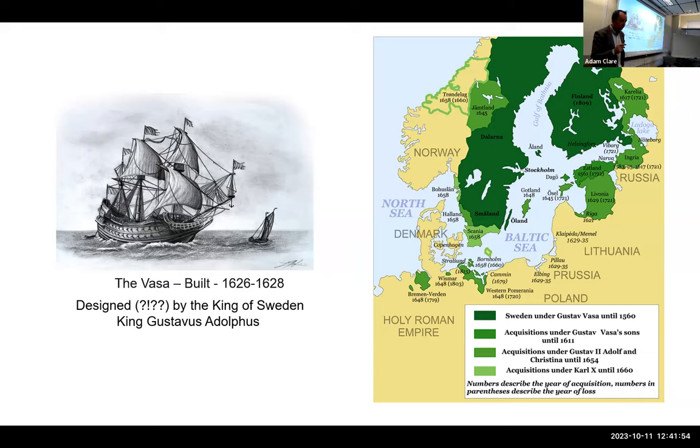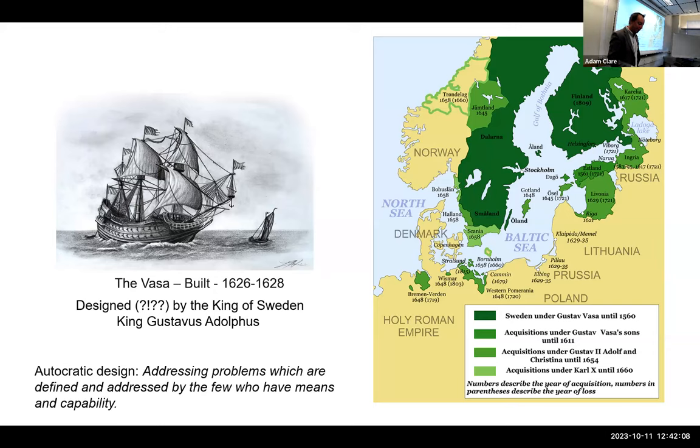Sure enough, it sails out 1.4 kilometers, gets out to sea and sinks almost immediately. The engineering reason was it was top heavy. There was the slightest breeze and the ship just flopped. Lots of people lost their lives and it was a big disaster. But for me, that is one of the most obvious examples of autocratic design. So this is somebody or a small group of people addressing problems which they've defined and addressed because they have the means to do it. There was nobody there to say, hang on, mate, this is the most ridiculous idea I've ever heard of in my life.